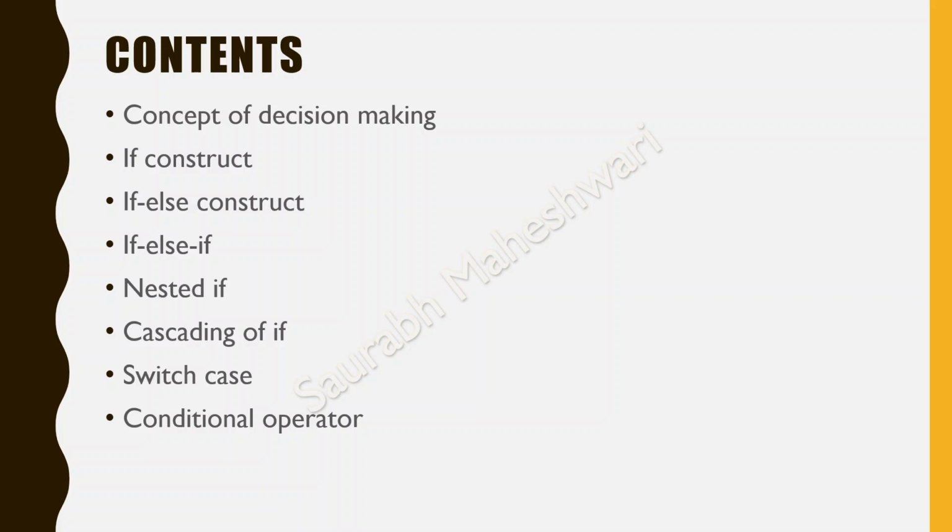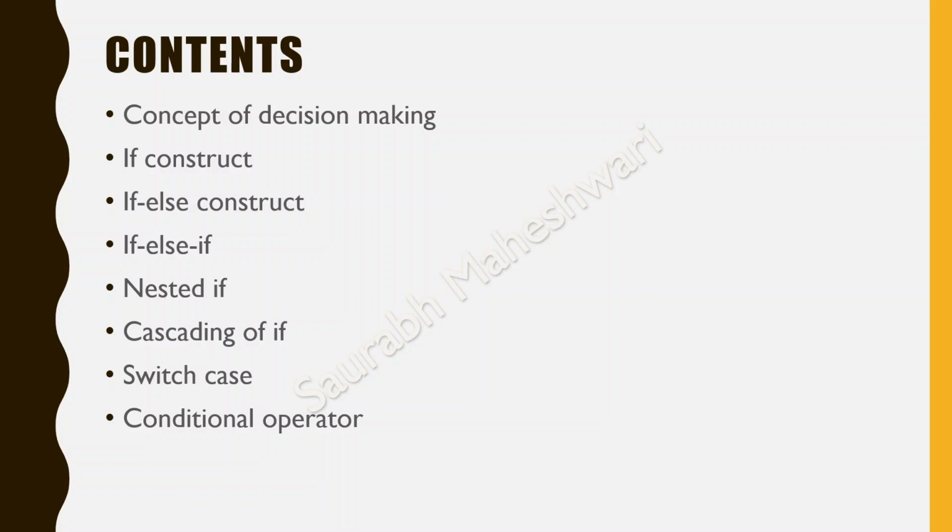If we have multiple options, then we use else if. We also have nested if, that is if inside if. We will see some examples for that also. Then cascading of if, where different ifs are used. All of them are different from each other. Then we have switch case. This is for when multiple options are available, instead of only true or false. If you have multiple options, then we use switch case.